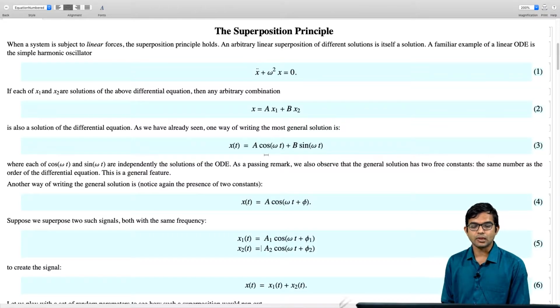A completely equivalent way of writing down this general solution for this particular problem is a cosine of omega t plus phi. As you can see, once again you have two free parameters, right? This is a second order differential equation, and it's linear, so the theory tells us that in fact there would be two free parameters. It could be either a and b as in equation 3, or it could be a and phi as in this form, and these two are completely equivalent ways of writing out the general solution.